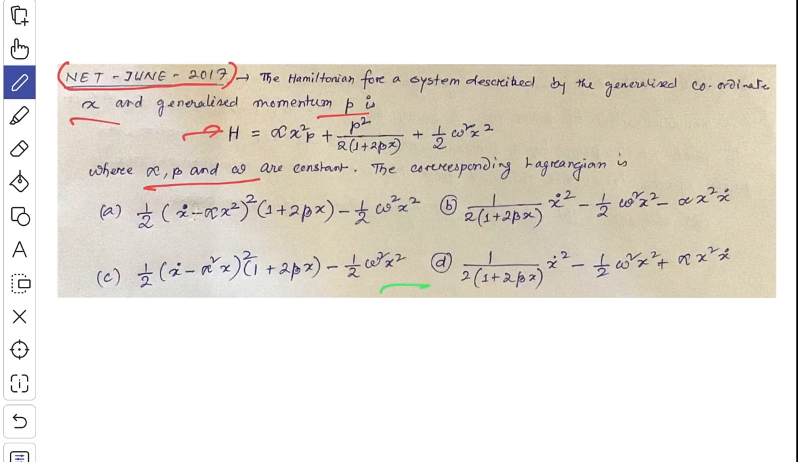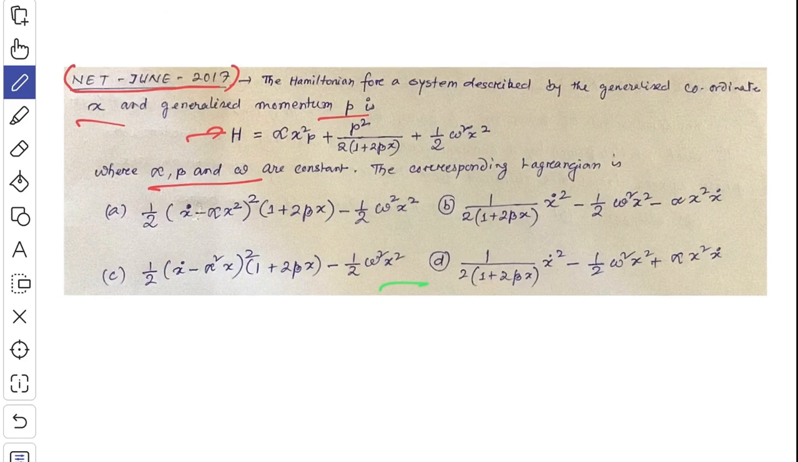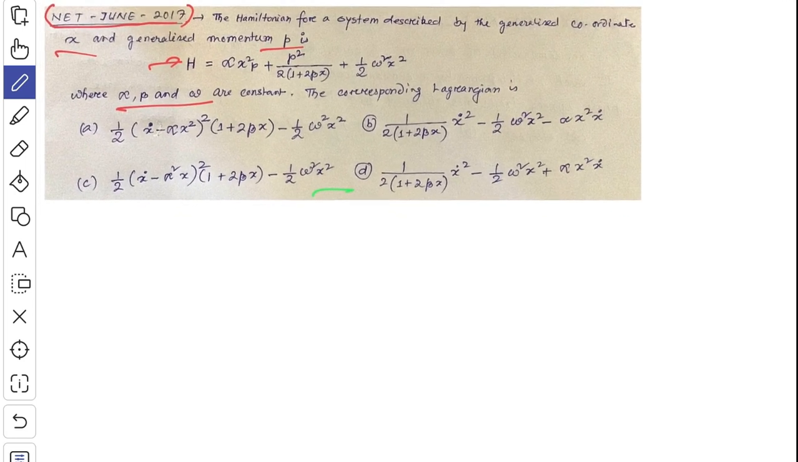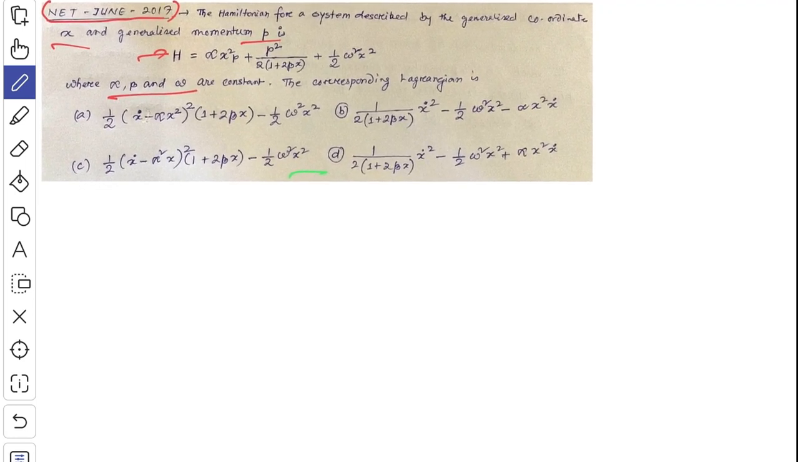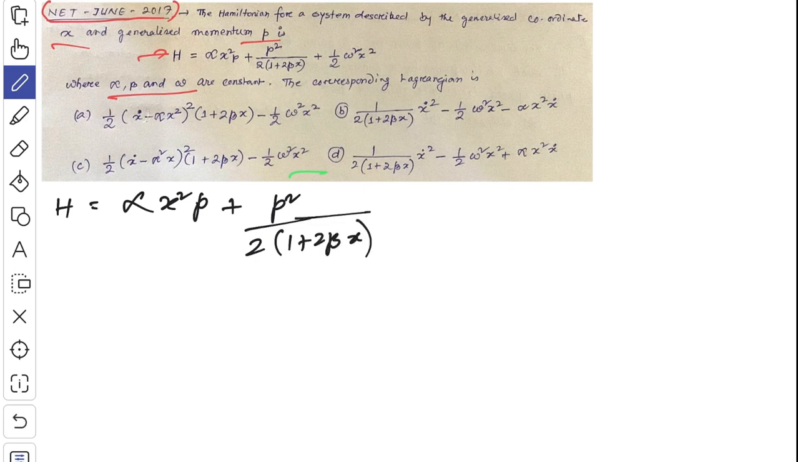So what to do first of all? Let it be minimized. Okay, now here you see. Let me write the Hamiltonian first. The given Hamiltonian is H equals alpha x square p plus p square by 2 into 1 plus 2 beta x, and here plus half omega square x square.